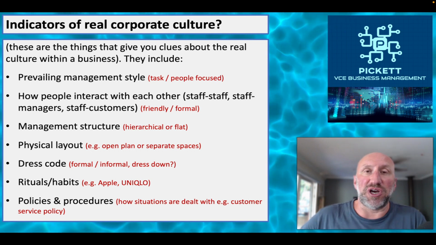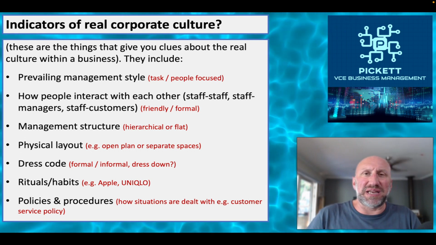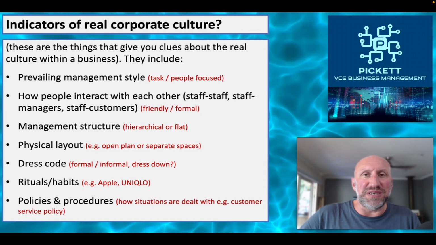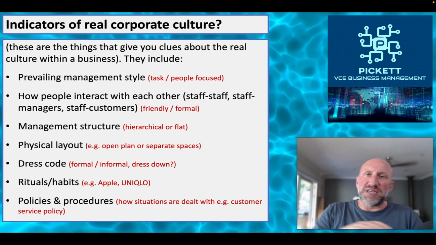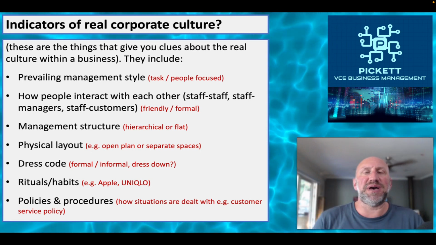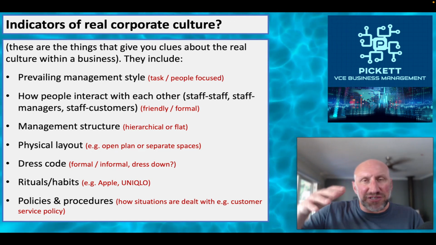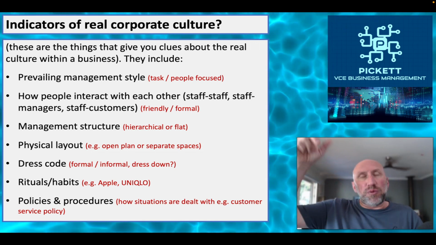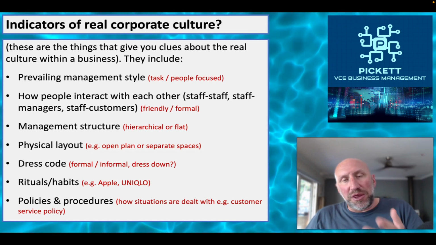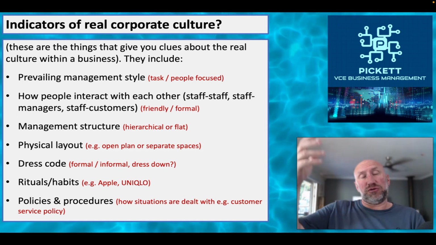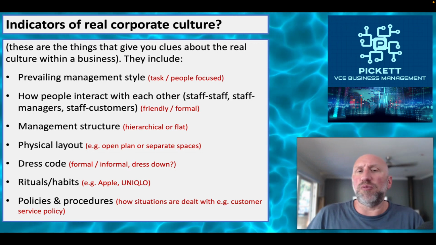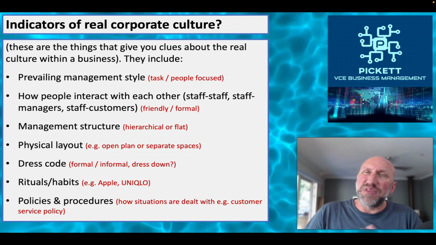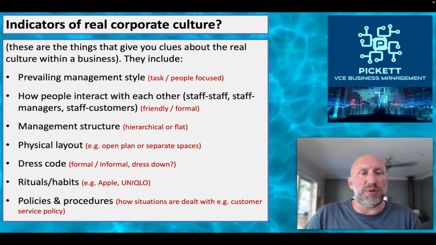The management structure. This is not something we particularly cover, but businesses have a management structure. How many layers of management do you have within your business? You find tech companies tend to be quite flat. They don't have lots of layers of management. And if you have lots of different layers of management from the bottom level all the way to the top, the CEO, that tends to mean a hierarchical structure. It tends to be a more formal type of culture. A flat structure, again, tends to reflect a less formal, more informal type of culture.